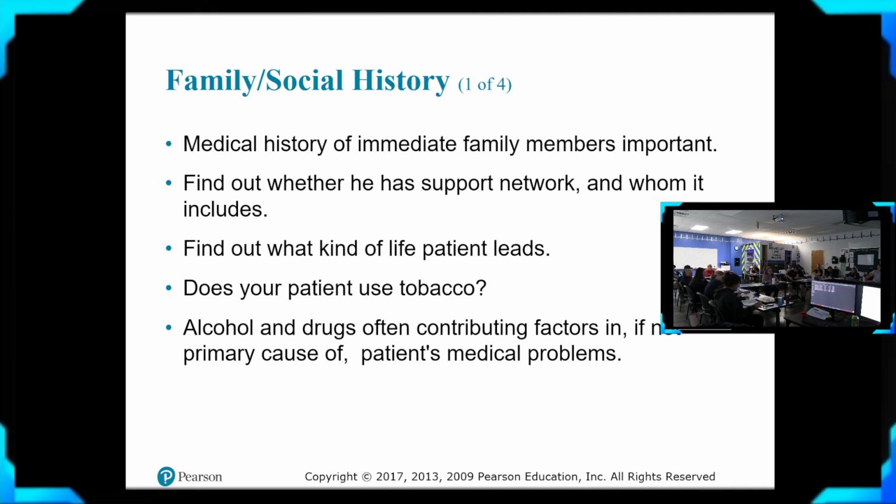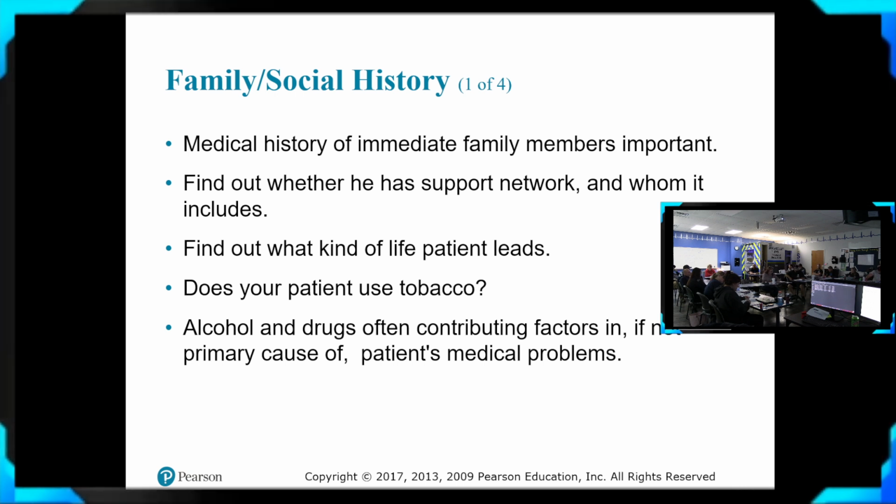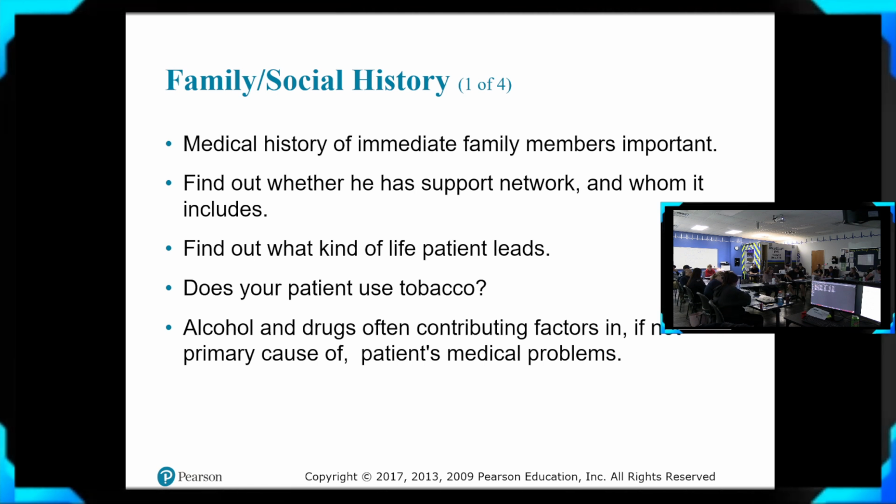Medical history of immediate family may be important in certain situations. Obviously, that's like cardiovascular disease, diabetes, hypertension, certain things are hereditary. Obviously, if they have a broken ankle, that doesn't come hereditary. So again, focus on what the ailment is.